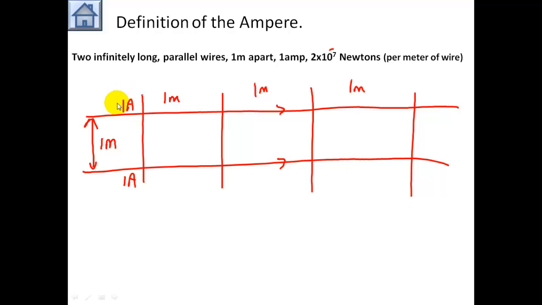Now if we have two infinitely long parallel wires, this one and this one, which are 1 meter apart, and each one carries 1 amp of current, there will be a force of attraction between them for each meter of the wire of 2 times 10 to the negative 7 newtons. And this defines what 1 ampere is. So it's that current that when you have two infinitely long parallel wires 1 meter apart, it provides a force of 2 times 10 to the minus 7 newtons for each meter.